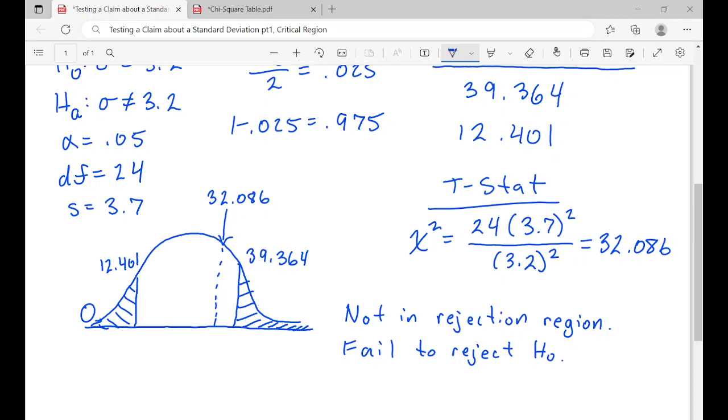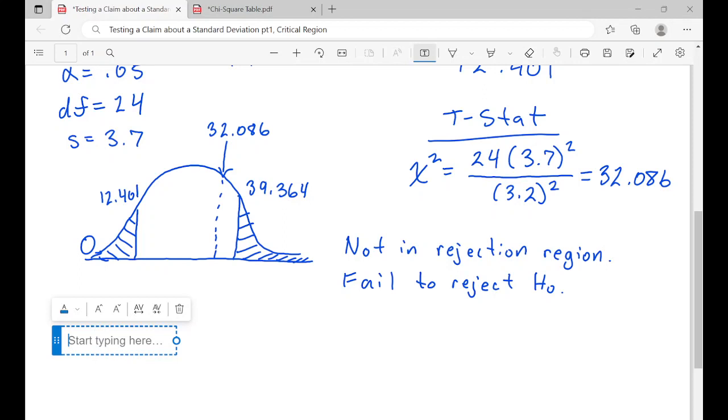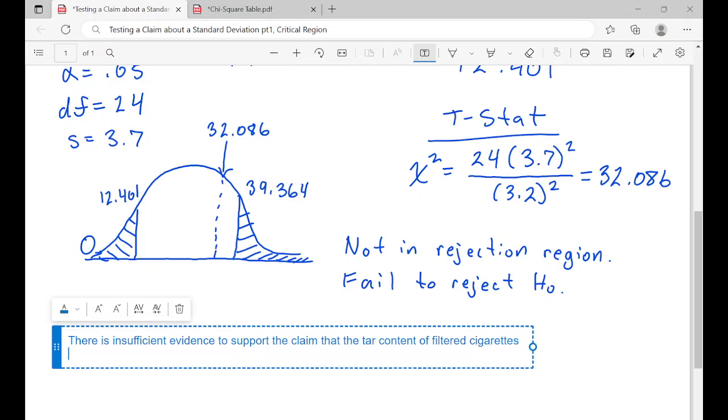Now, since I know I'm failing to reject, I still need to write out my conclusion based on this in about a sentence or so. Writing out my conclusion, I can say, since we failed to reject, that there is insufficient evidence to support the claim that the tar content of filtered cigarettes has a standard deviation different from 3.2 milligrams.